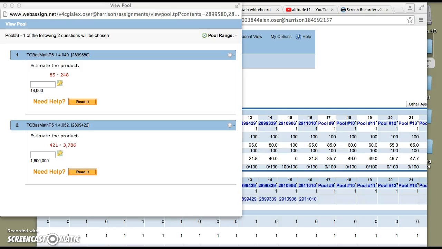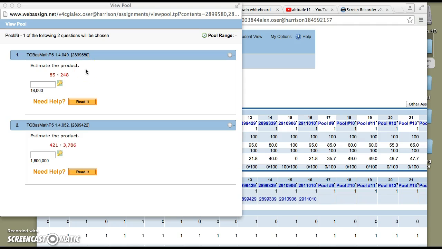Alrighty, so this is problem number 10 from our week 1 quiz. For this, I guess it is a set of problems here. We're doing the same thing for both problems. You need to estimate the product in both of these. They give us a product, and we're just trying to estimate what this product would be.